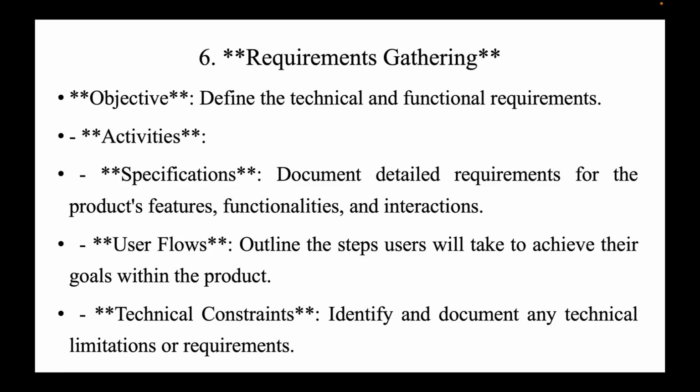Six, requirements gathering. Objective: define the technical and functional requirements. Activities: specifications, document detailed requirements for the product features, functionality, and interaction. User flow: outline the steps users will take to achieve their goal within the product. Technical constraints: identify and document any technical limitations or requirements.